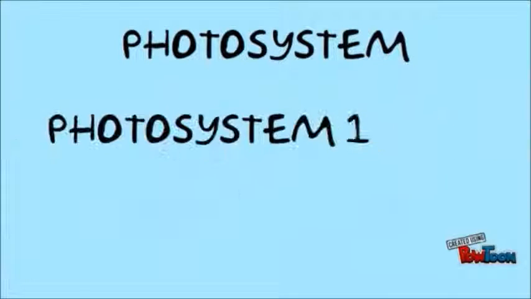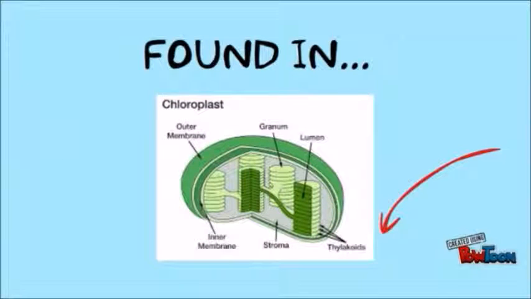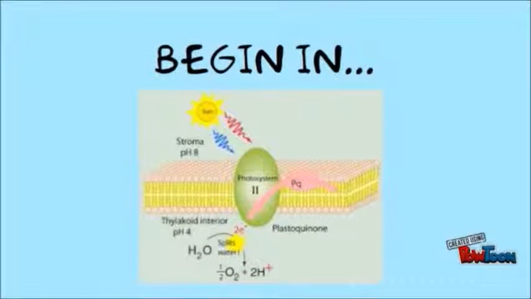Light energy is converted into chemical energy in a multiprotein complex called a photosystem. There are 2 types of photosystems, photosystem 1 and photosystem 2. They are found in the thylakoid membrane inside the chloroplast. These 2 photosystems absorb light energy through protein-containing pigments, such as chlorophyll. The light-dependent reactions begin in photosystem 2.